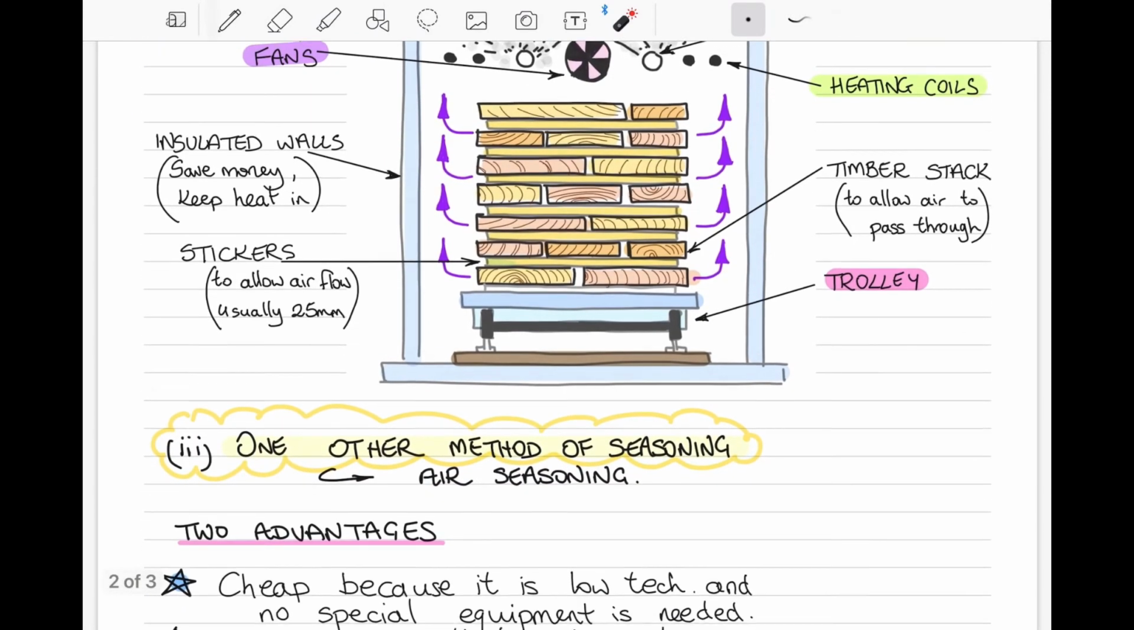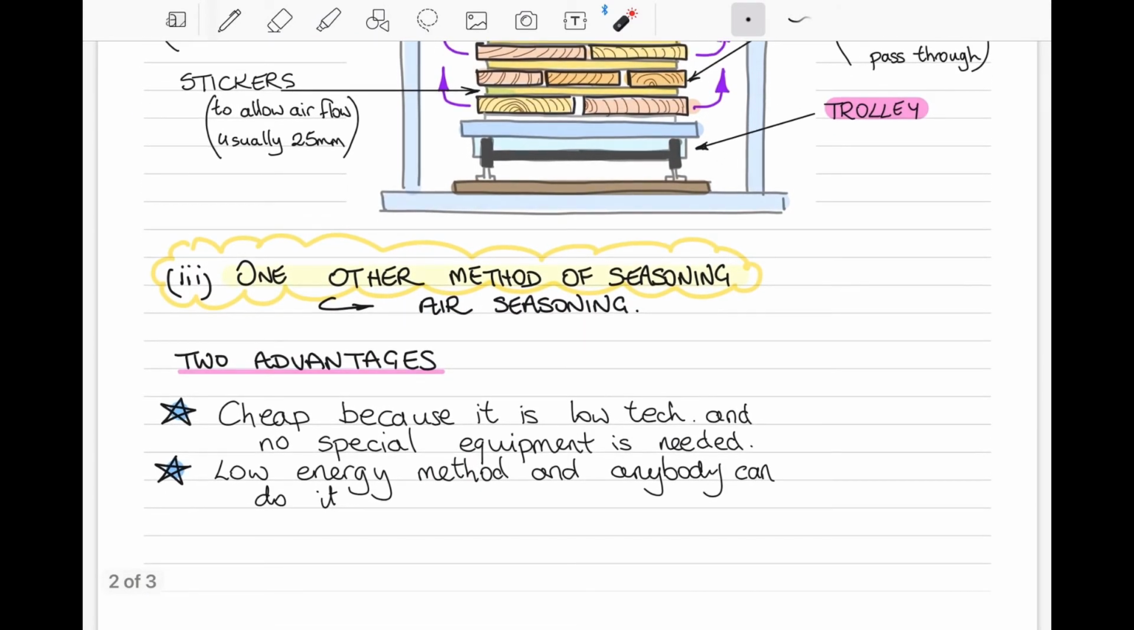All right. Part 3 then asks us to name or label one other method of seasoning, and that is air seasoning. And then it said to give 2 advantages. I wrote down that it was cheap because it's low tech and there's no special equipment needed. That's a huge advantage. Anybody can do it. So therefore, there's my second reason.